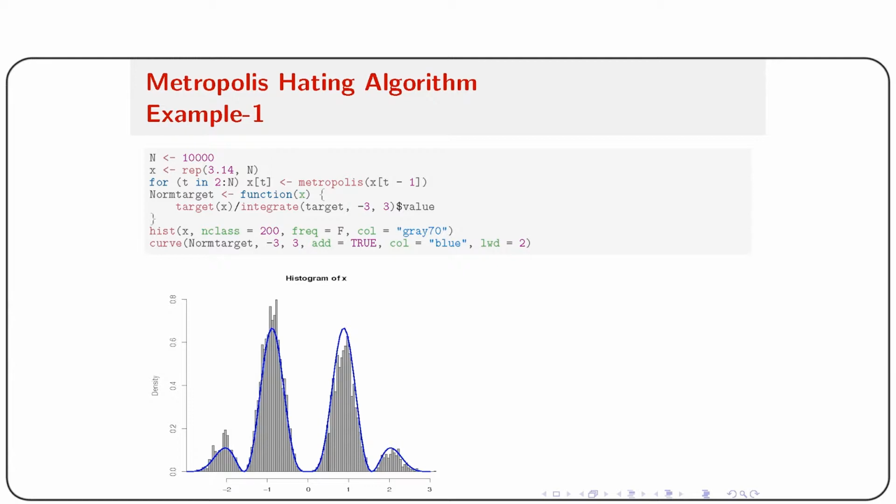So now draw the histogram of x here, with the number of classes, say, 200, and then get the curve of the normal target density, that is norm target, which has been defined by this function. Then you can see it's quite a good fit over here.